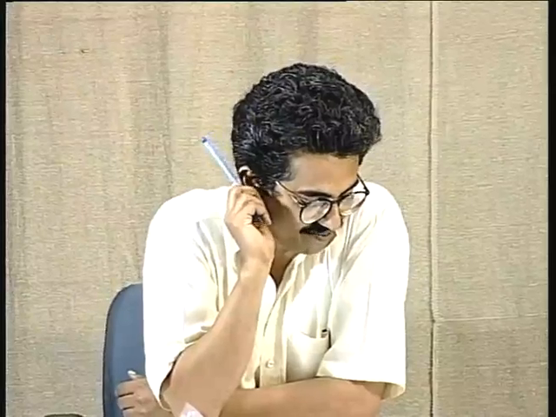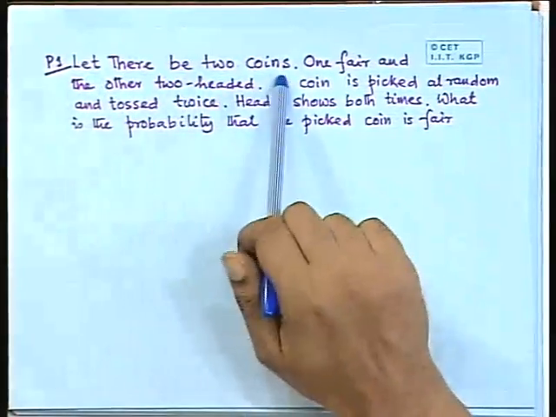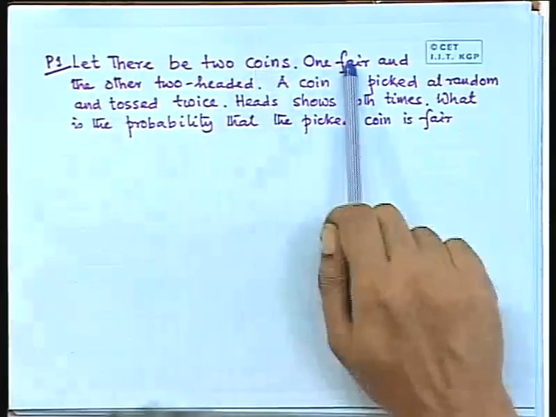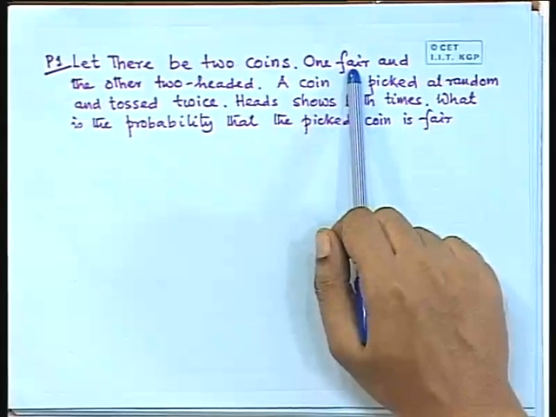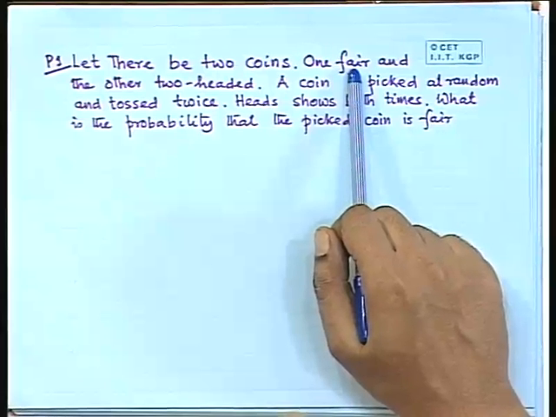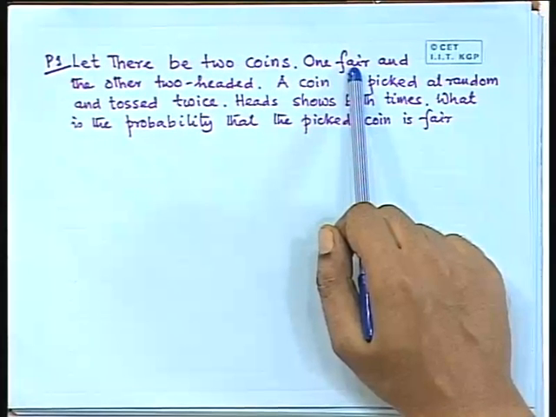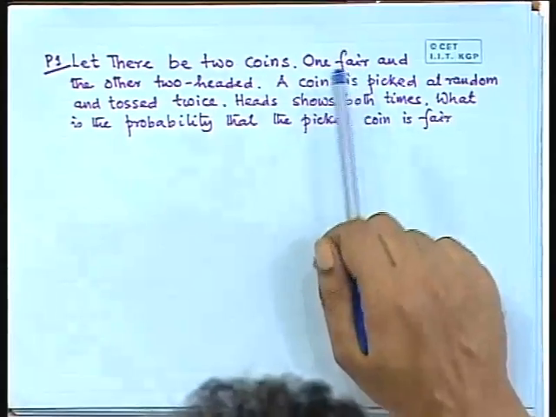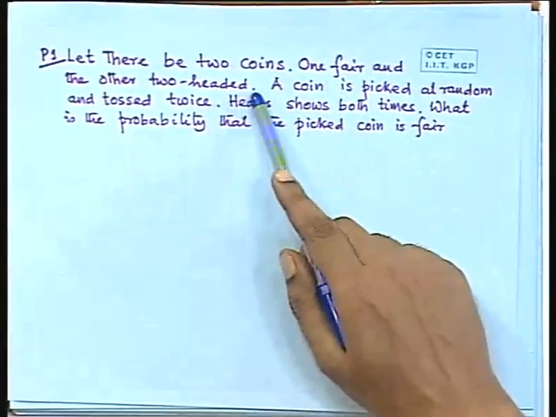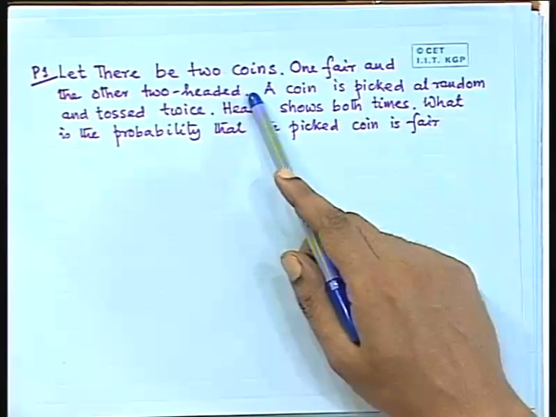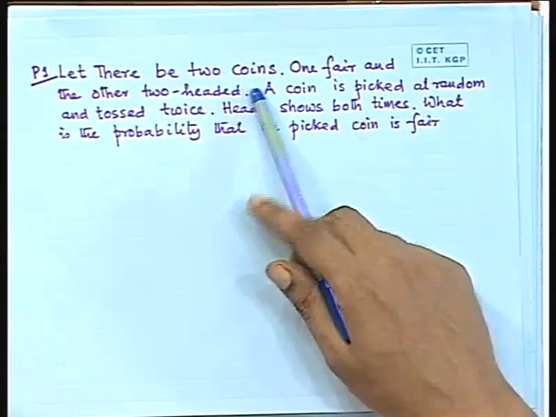what is happening here. So the problem says that let there be two coins, right? One is fair. Fair means that the probability of getting a head and the probability of getting a tail is same and is equal to 0.5. That's called a fair coin. And the other is two-headed. It's like that Sholay movie coin. So both sides are head, right?